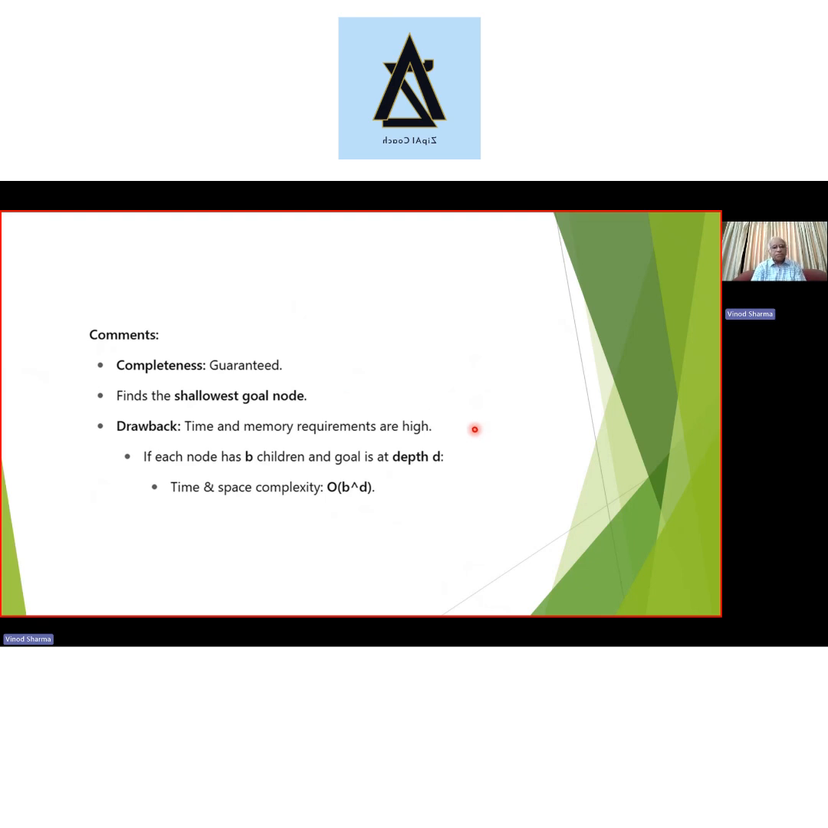Drawbacks of this: the time and memory requirements are high in this case, because what you will do is first you will visit all nodes at depth 1. Then you have to go to all nodes at depth 2. But which are the nodes at depth 2 that you have to do calculations and then visit one at a time to those nodes. To do these computations requires high time and memory requirements. If each node has b children and the goal is at depth d, then time and space complexity of this algorithm are O(b^d).